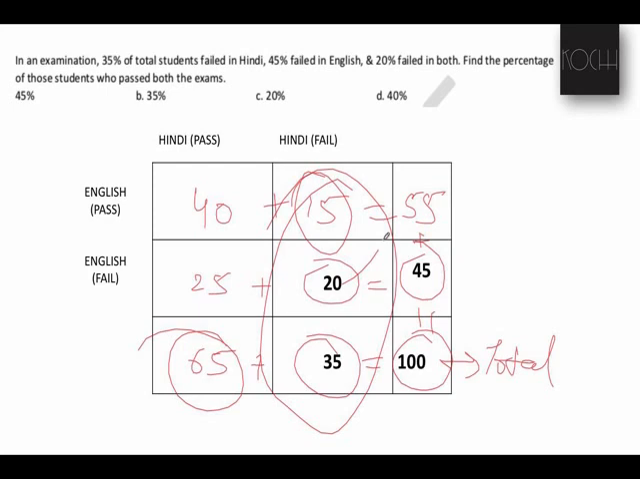Now the question says find the percentage of the students who passed both the exams. So Hindi pass, English pass. My answer is 40%.